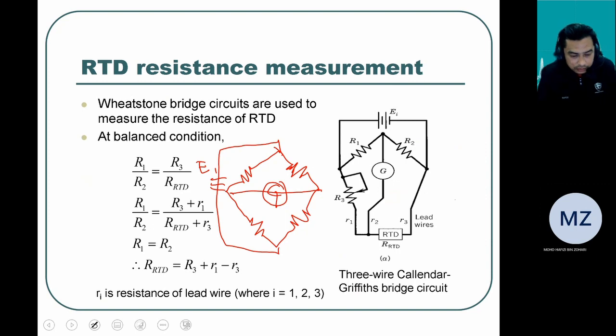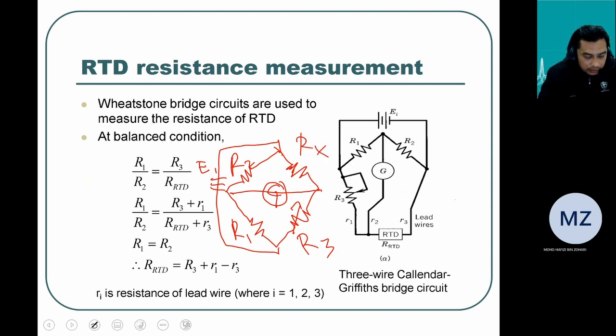So if we look at this now, if I can write down, here is the R1, sorry, this here is the R2. This here is R1. And here is, is it correct? Yeah. So here is the R3. This is a variable, big variable, and then this one is Rx or RTD. If I redraw this one, we will see that the ratio between R2 here and R1, the ratio between these two, it must be equal to the ratio of this one and this one.